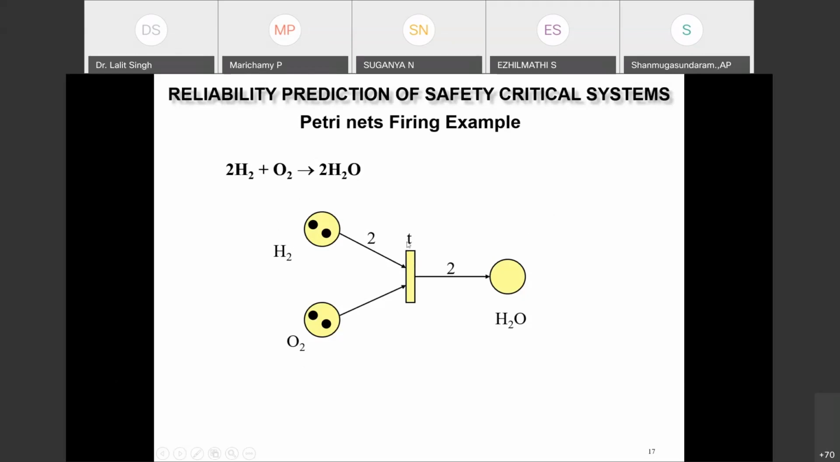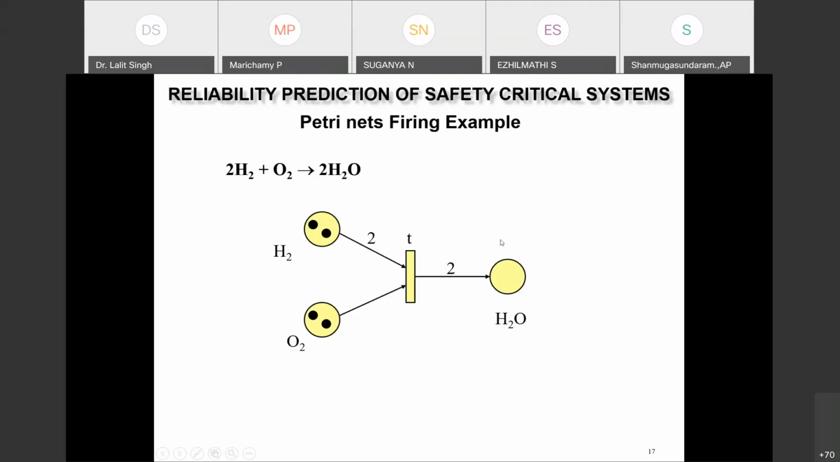Now, a transition can be in enabled state when all the input places contain a sufficient number of tokens. So if you see for this transition, there are two input places, that is hydrogen and oxygen, and these places must contain a sufficient number of tokens. Who will decide the sufficiency criteria of the tokens? That will be decided by the weight of the arcs that are connecting those places. So for hydrogen, the weight of the arc connecting the hydrogen place and transition T is 2. That means the hydrogen place must contain at least 2 tokens. Similarly, the weight of the arc connecting the oxygen place and transition is 1, so oxygen must contain at least 1 token, and it is containing 2.